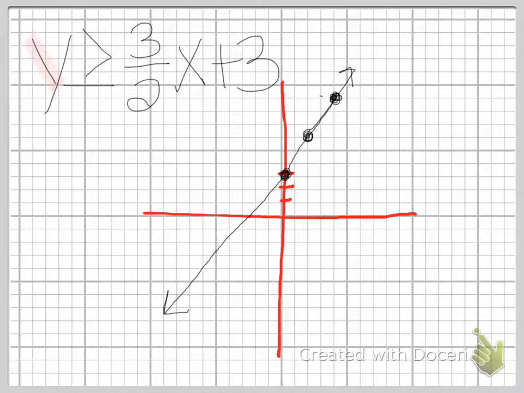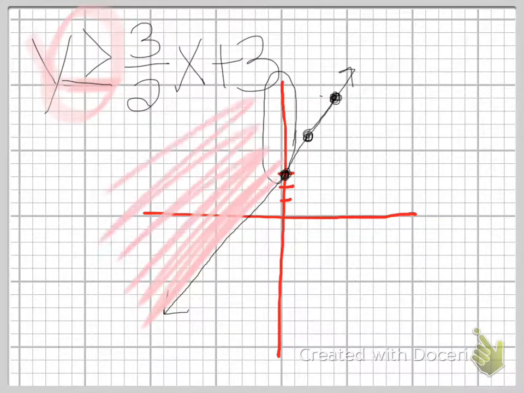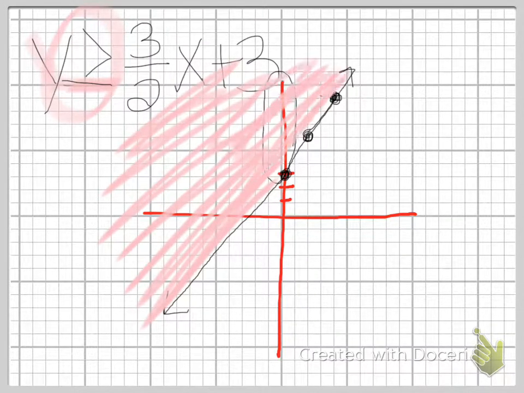Now I used a solid line because in this case I had an equal to symbol. So I use a solid line. It says y is greater than, so I'm going to shade above the line. Well, in this case, above the line is where my y's are greater. Okay, my y's are greater. I'm going to shade above the line. There we are. And that's how you graph.